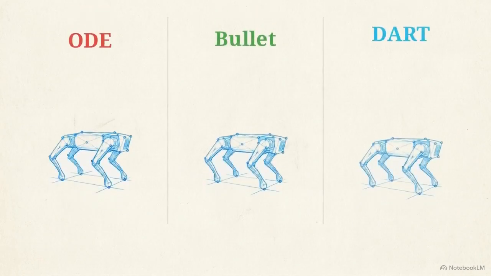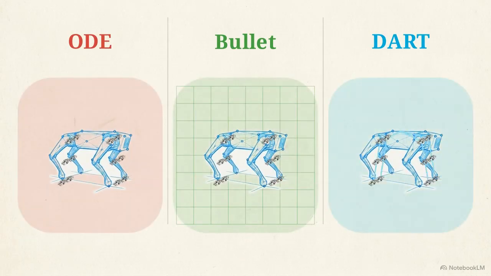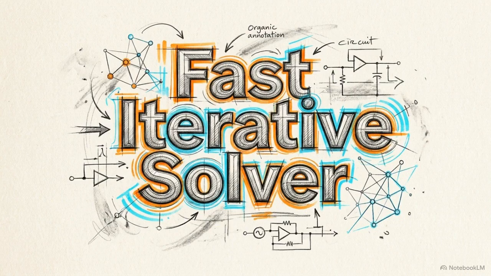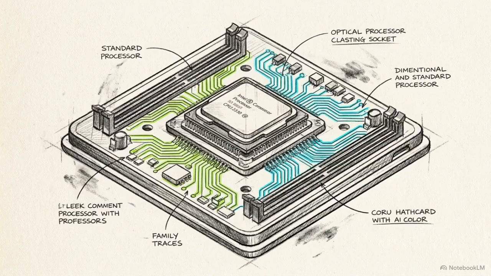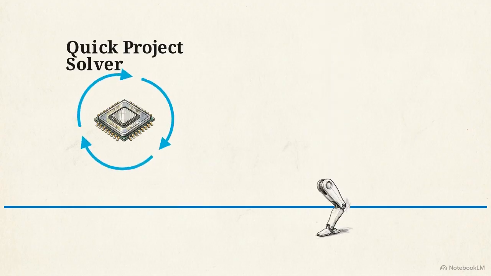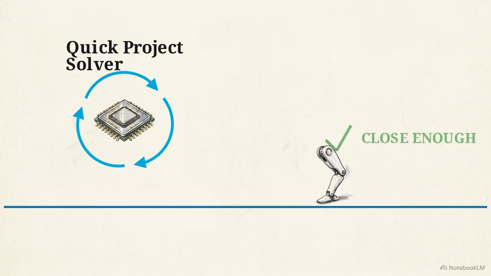To narrow this gap, we need to evaluate how the three main physics engines, ODE, Bullet, and Dart, mathematically handle a 12-joint quadruped. We'll start with the Open Dynamics Engine, or ODE. This is the default option in many setups because it's fast and computationally cheap. ODE gets its speed by using a quick projected solver. Instead of finding a precise mathematical answer for how hard a robot's foot hits the floor, it uses an iterative method. It guesses the force, checks if the leg is clipping through the ground, and refines the guess a few times until it's close enough.